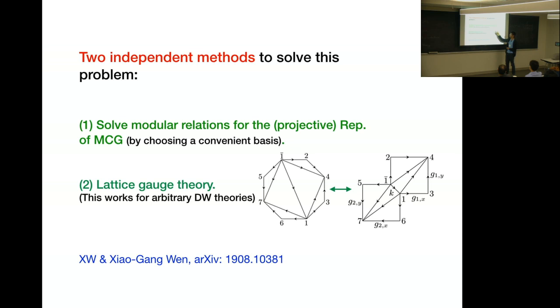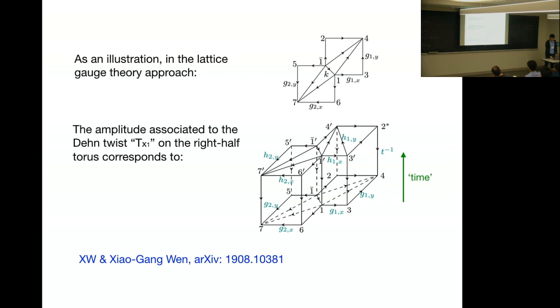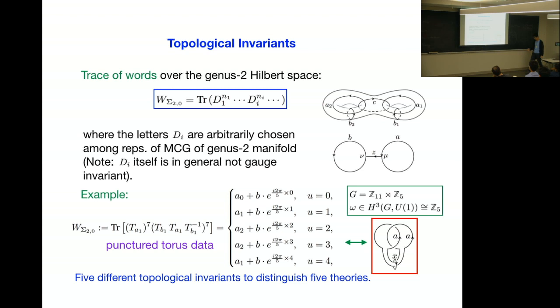This is method one. Method two is we throw the data to the computer, which means we define the genus 2 manifold on a lattice. This is the minimal triangulation of a genus 2 lattice. We simply define the wave function on this lattice, throw it to the computer, do Dehn twist and check the overlap before and after the Dehn twist. Then we can get the representation of the mapping class group. I will skip the detail; you can find it in the paper. The result is very, very simple.